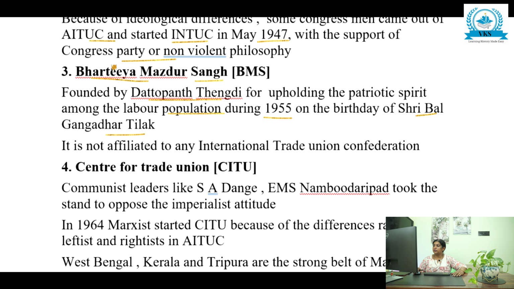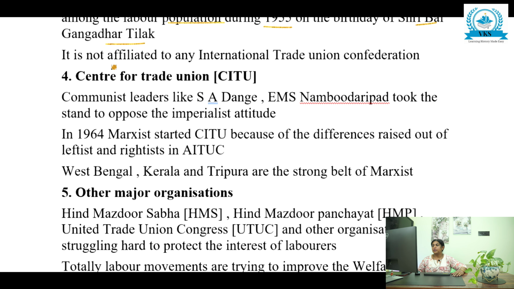Next one, the Centre of Indian Trade Unions, that is CITU. Communist leaders like S.A. Dange and E.M.S. Namboodiripad took a stand to oppose the imperialist attitude. In 1964, Marxists started CITU because of the differences raised between leftists and rightists in AITUC. West Bengal, Kerala and Tripura are the strong belt of the Marxists.